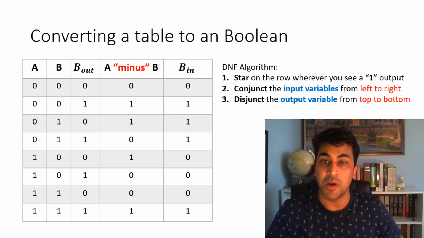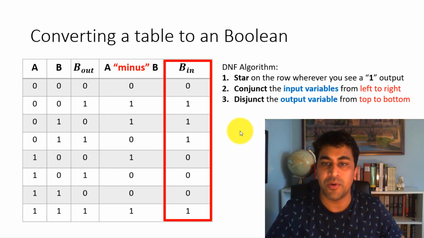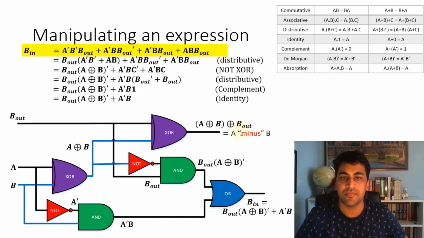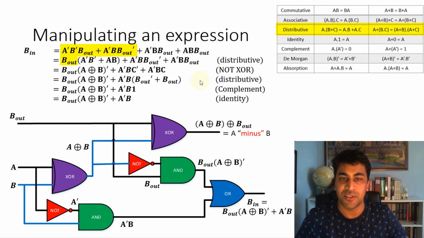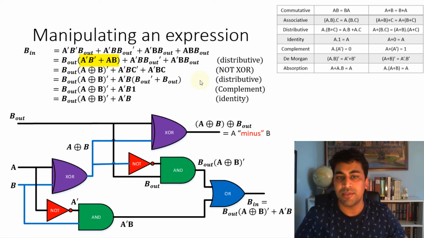If you use the disjunctive normal form algorithm on the b in output column, you'll get the following Boolean expression. The first thing we can do to this expression is pull out b out from the first two terms. Thereafter, we noticed that the expression in the parenthesis is actually a exclusive or b not. So we can substitute that in. In the next two terms, we notice that there is an a not b that is common in those two terms, and we can pull that out using the distributive law.